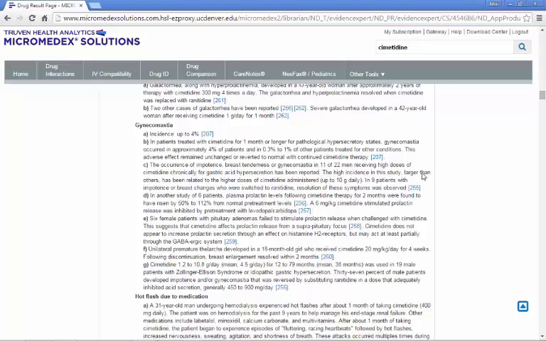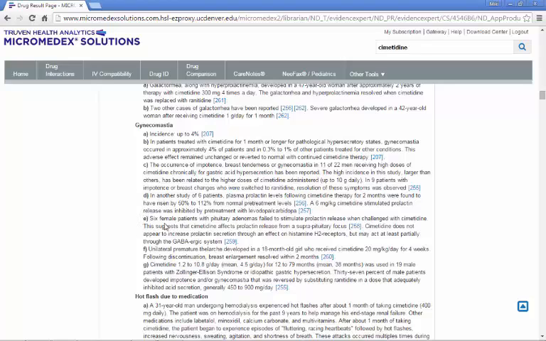And then here's a study. So these persons were on cimetidine chronically for gastric hypersecretion. They were administered up to 10 grams daily. That's quite a large dose.